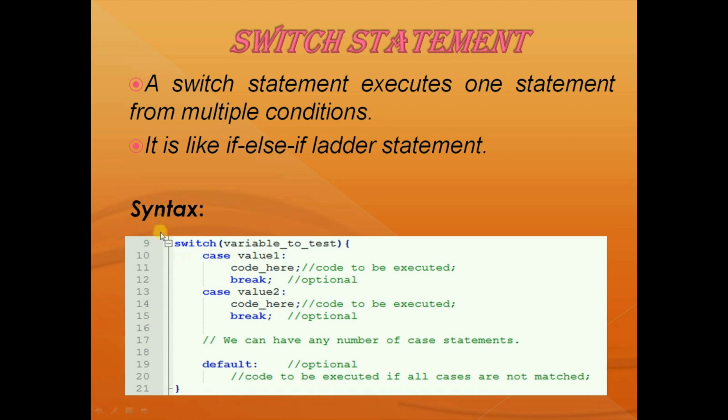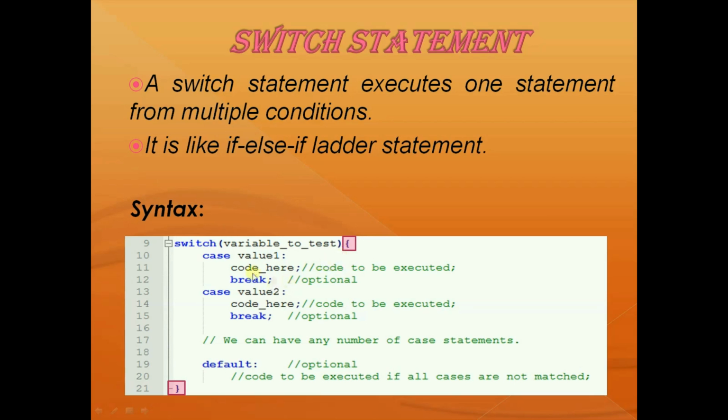In this syntax, let's start with the word switch, followed by a pair of round brackets. The variable we want to check goes between the round brackets of switch. Then we have a pair of curly brackets. After that, the other parts of the switch statement all go between these two curly brackets.